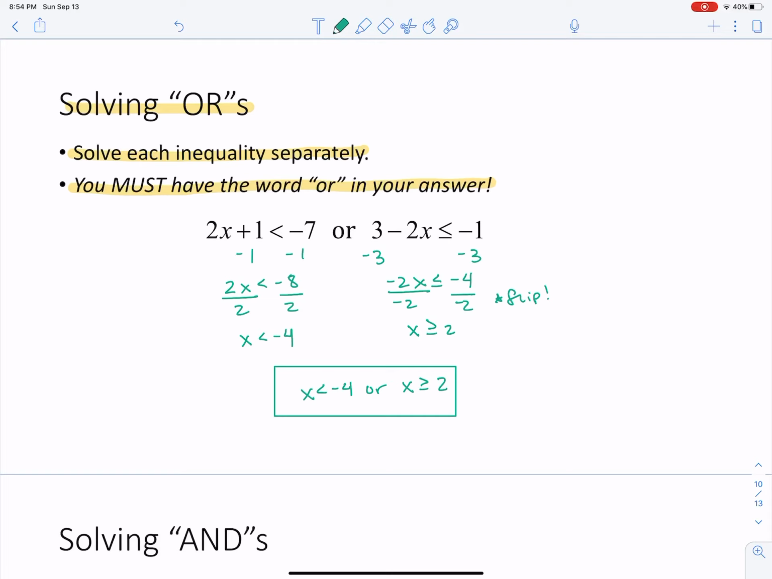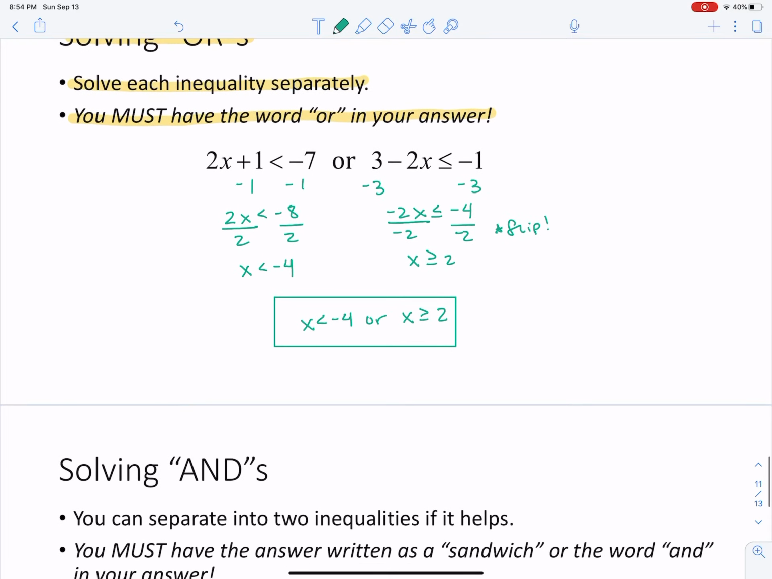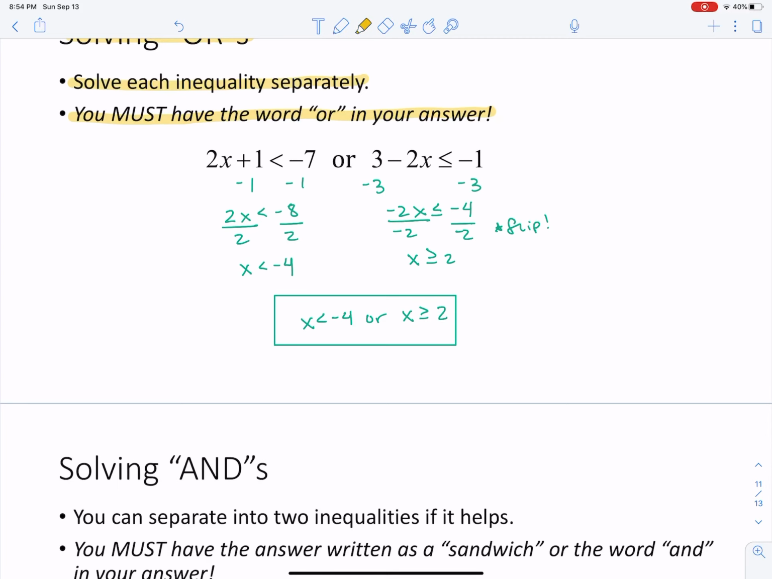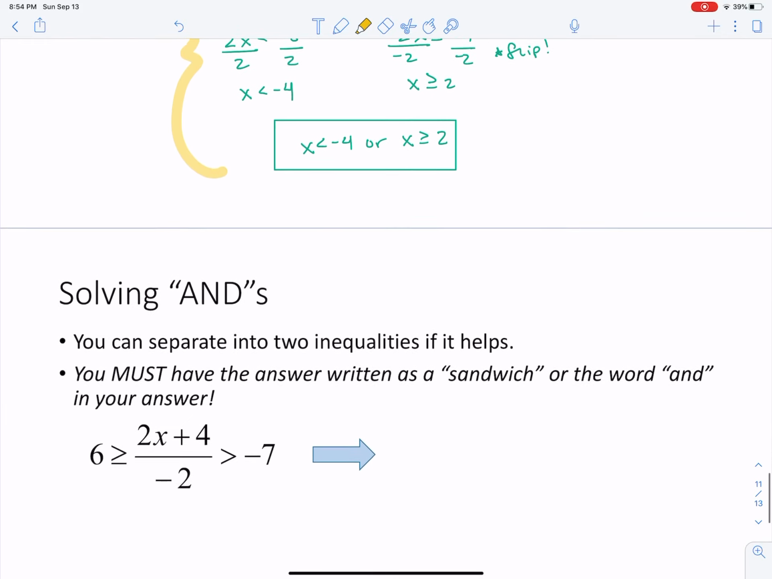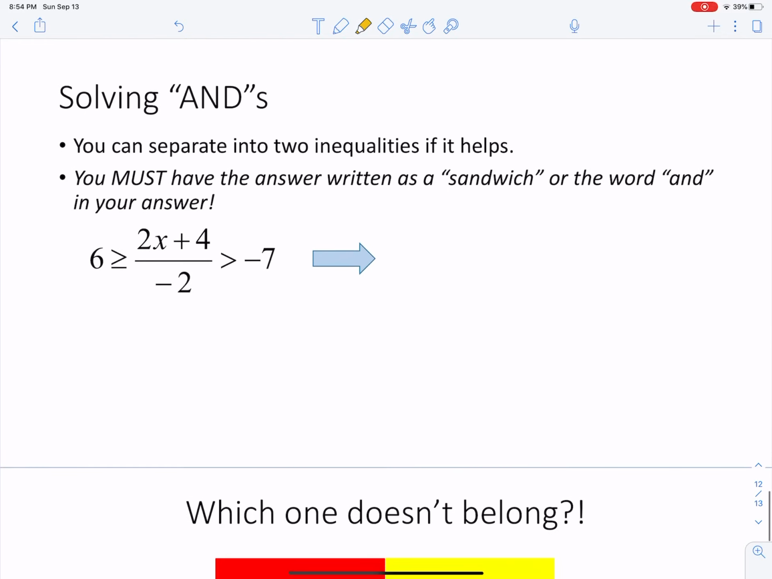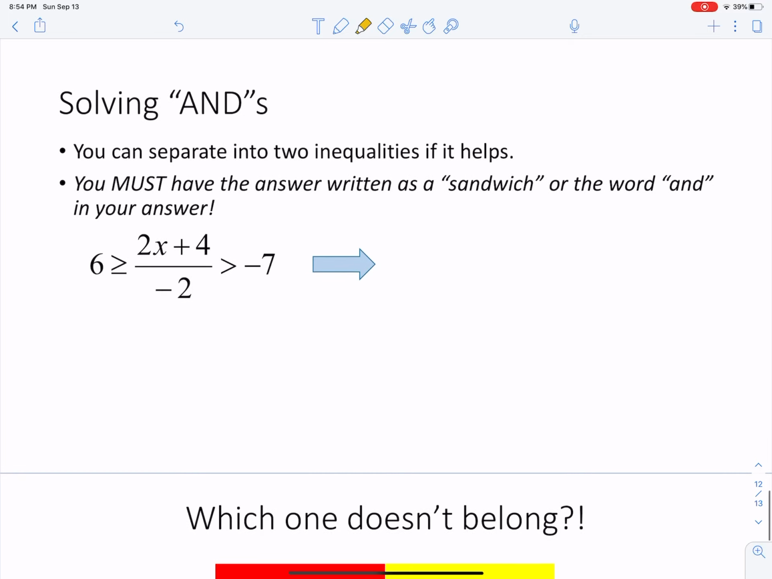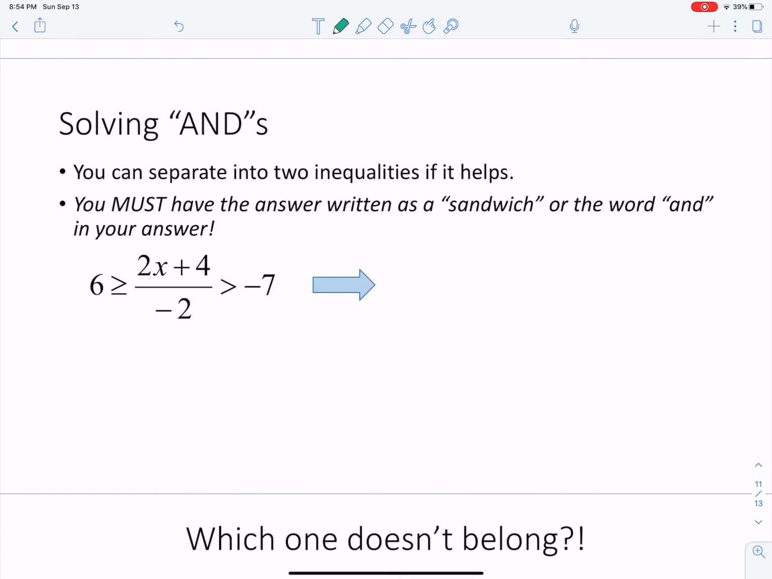So definitely when you have that or in there, you need to have it in your answer. I'm just going to remind you guys that I hope you were writing this part down. So you need to definitely write that down. When solving and inequalities, there's a little secret step: you can separate into 2 inequalities if it helps you out. That's kind of the secret step.